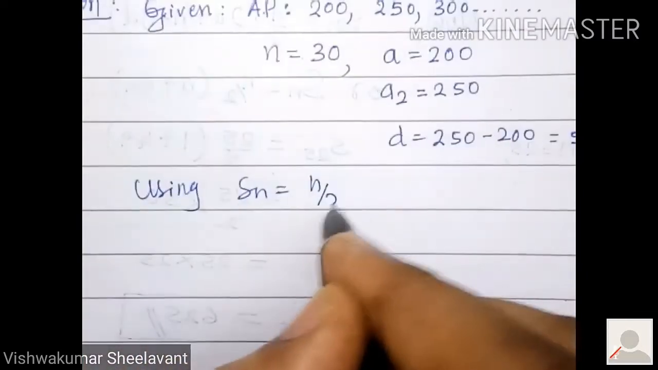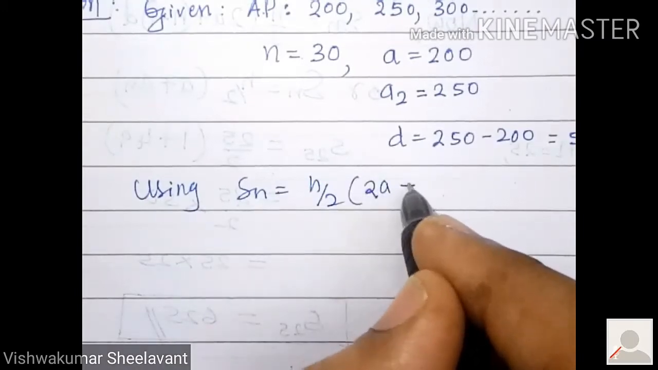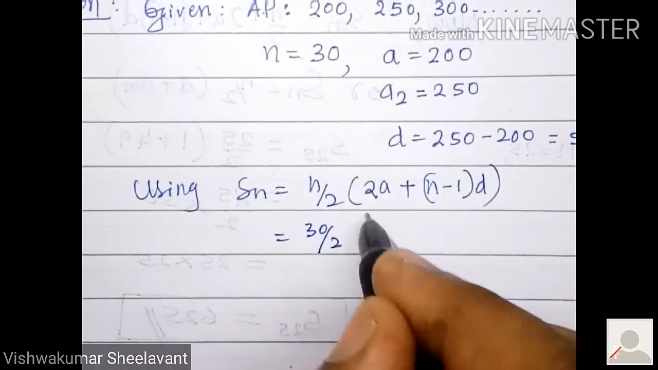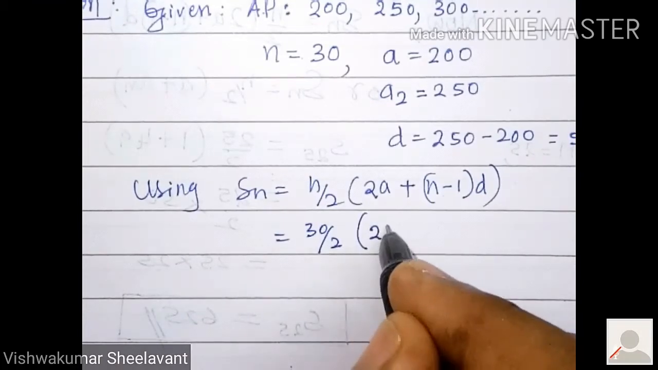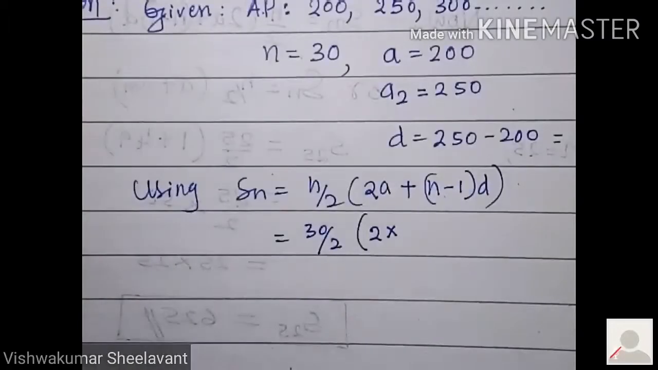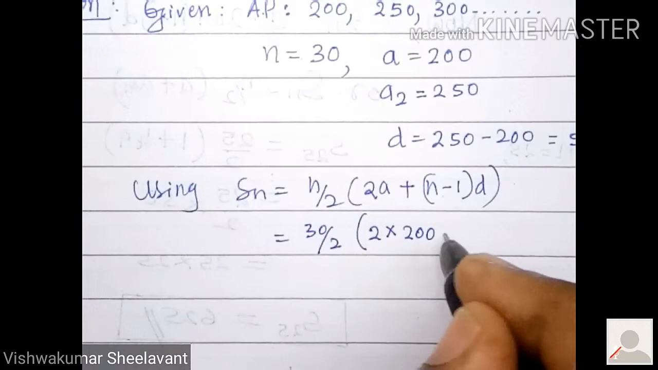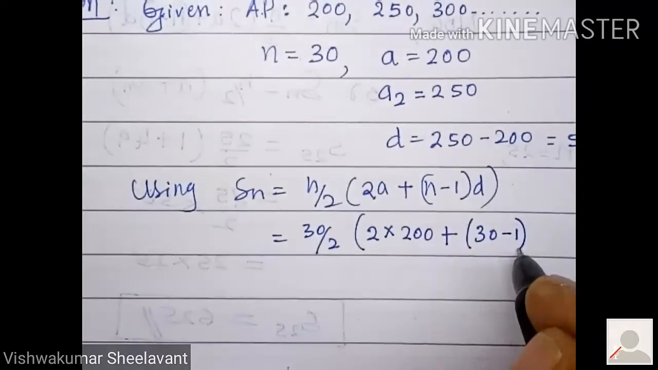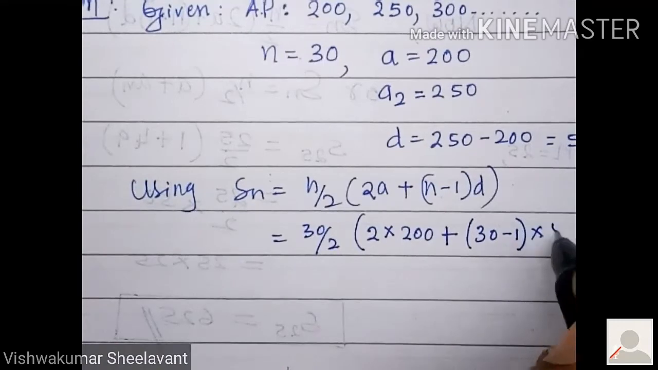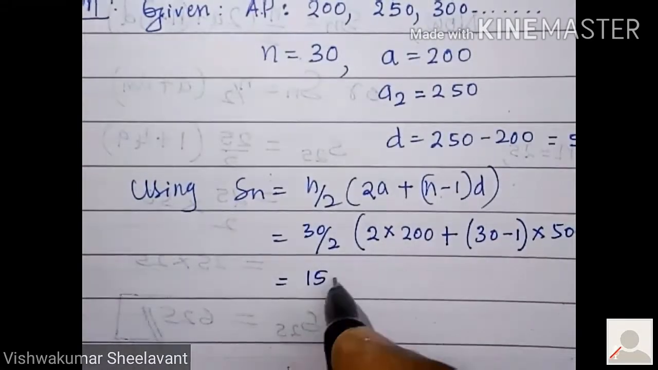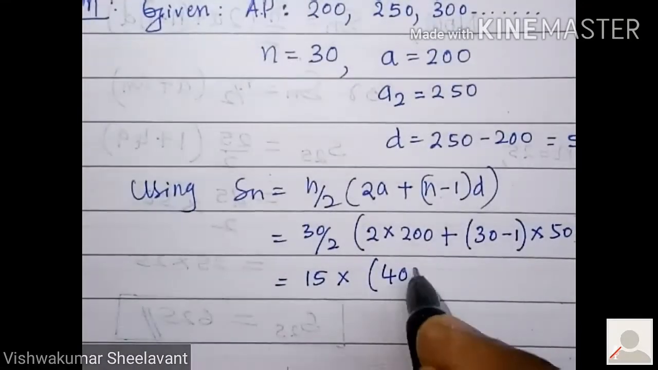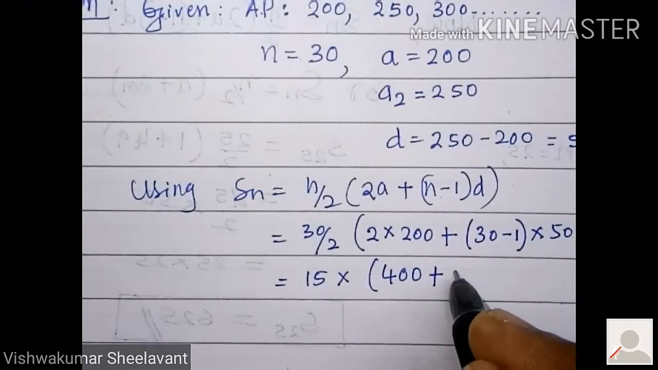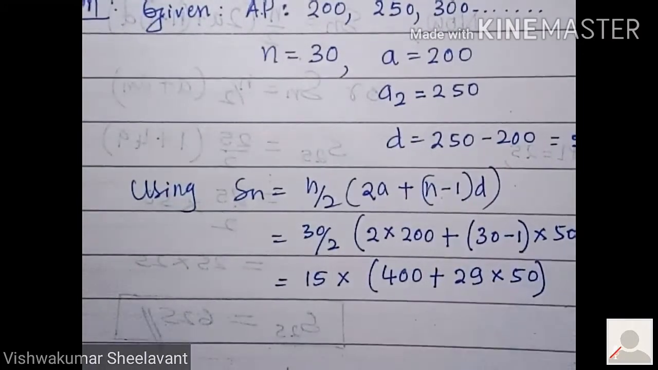Using Sn equal to n by 2 into the bracket 2a plus n minus 1 into d. 30 by 2 into the bracket 2 into 200 plus 30 minus 1 into 50. So 15 into 400 plus 29 into 50.